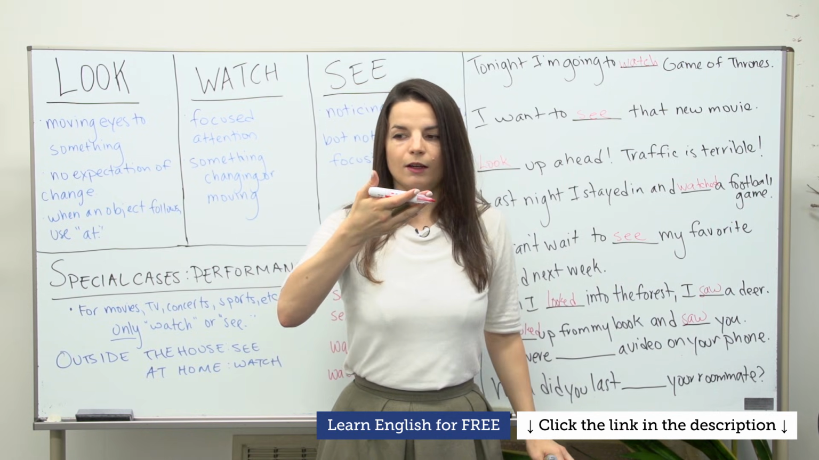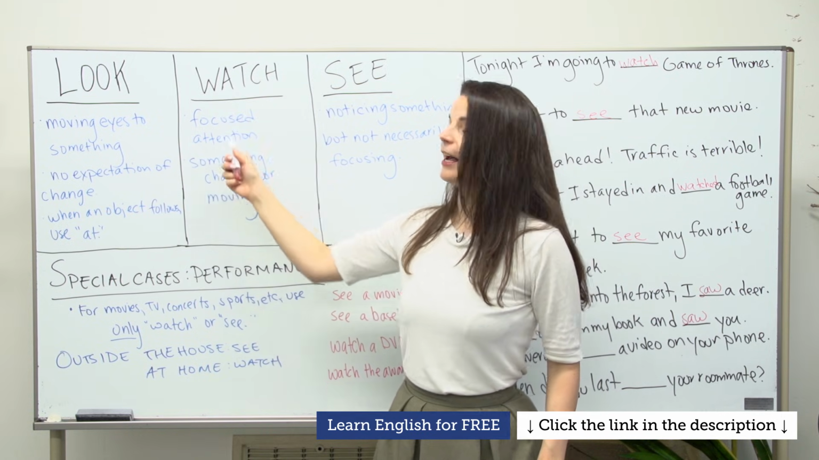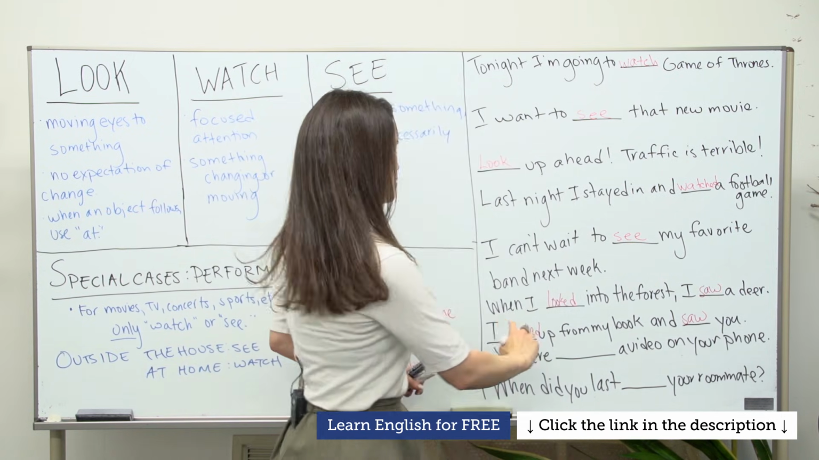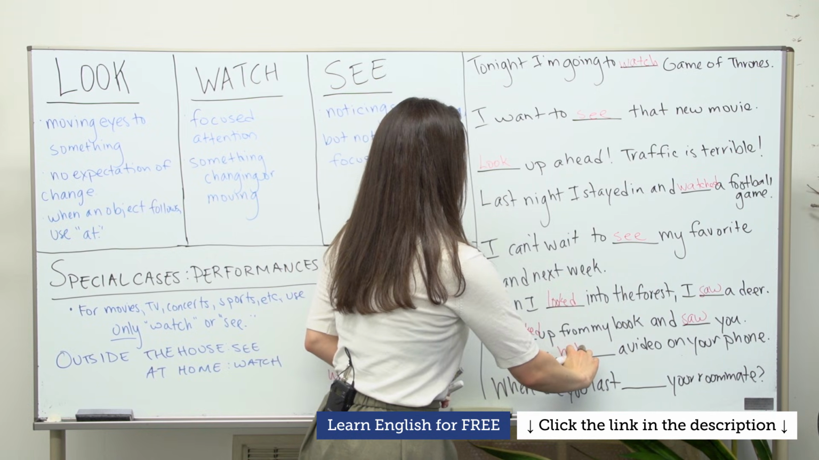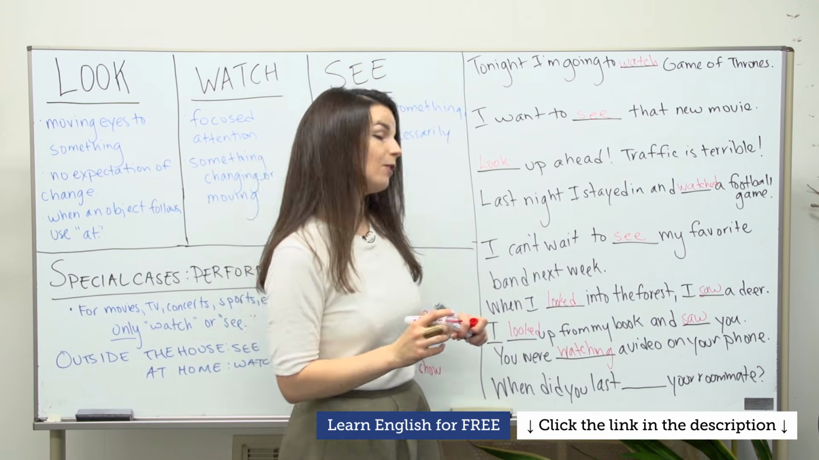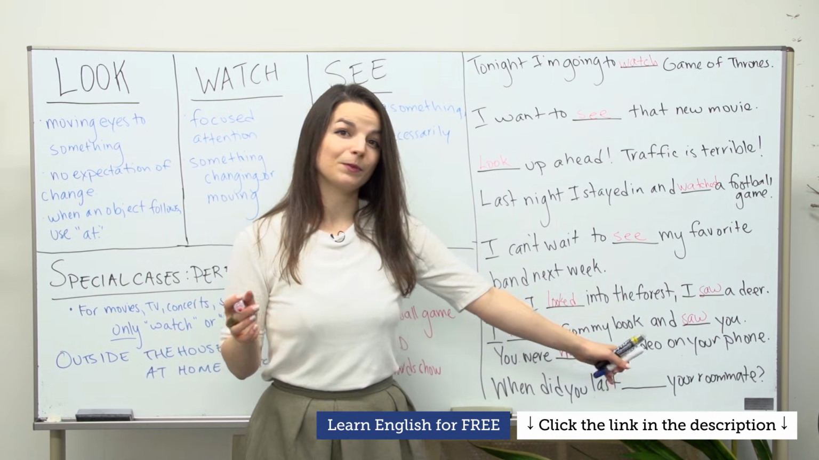Then here, you were something something a video on your phone. So maybe we need to use the verb watch because the person has focused their attention on their phone, on the video. You were watching, past progressive tense. You were watching a video on your phone. So here, in this situation, we have all three verbs.